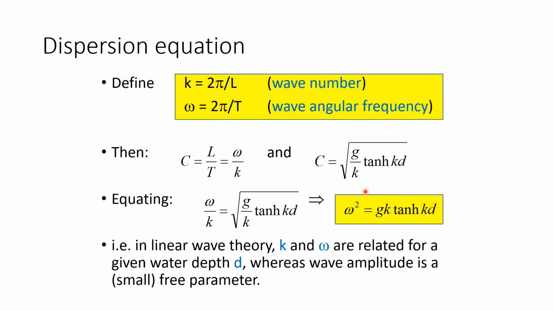So essentially, from this dispersion equation, we know that in linear wave theory, k and omega are related for a given water depth d. And we also can see that the wave amplitude or wave height is not part of the equation, meaning to say that the wave amplitude is a small and free parameter.